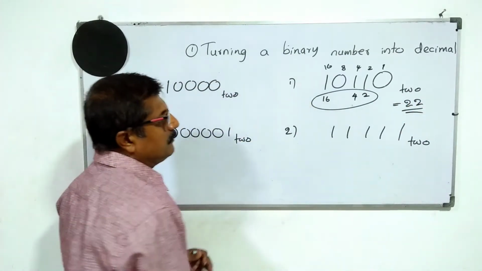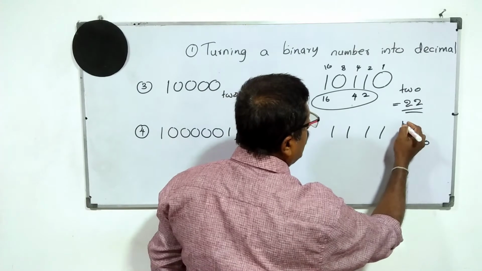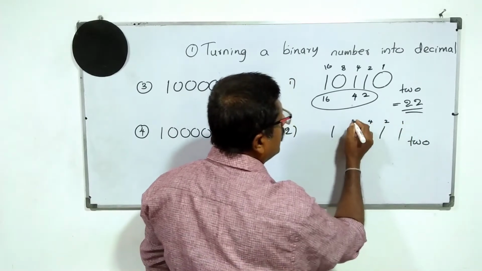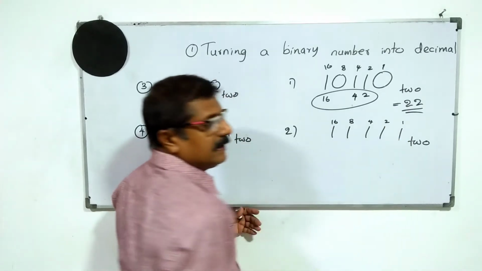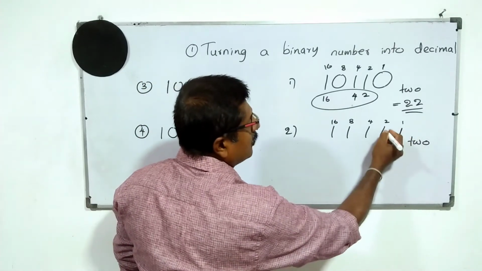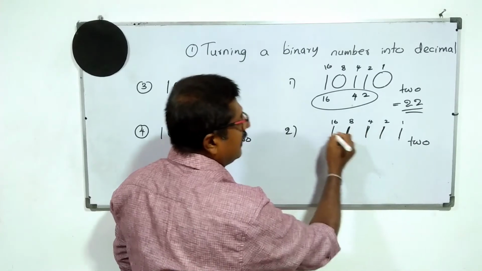Alright, now this one. These are 1s, 2, 4, 8, 16. All are there, right? 1 is there, 2 is there, 4 is there, 8 is there, 16 is there.